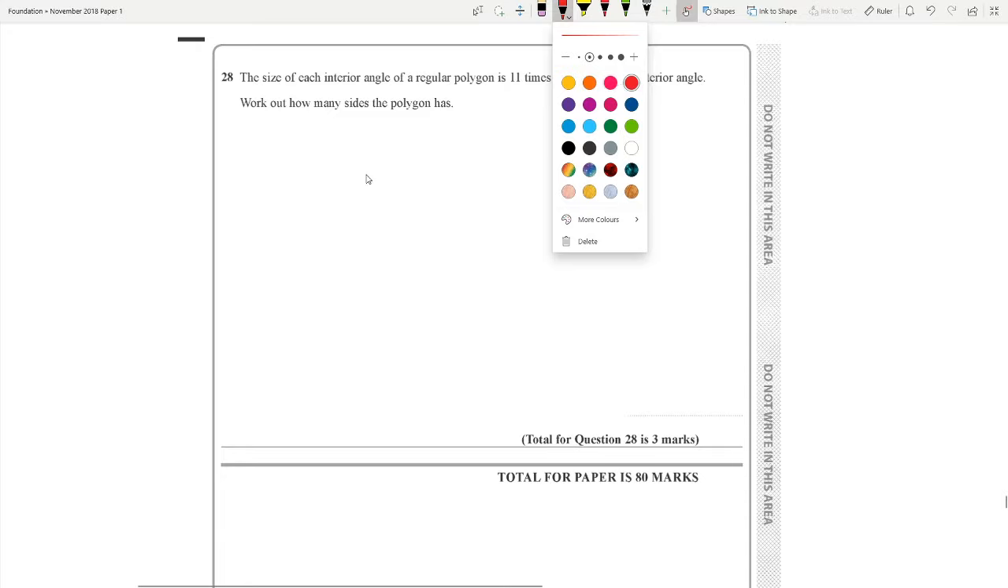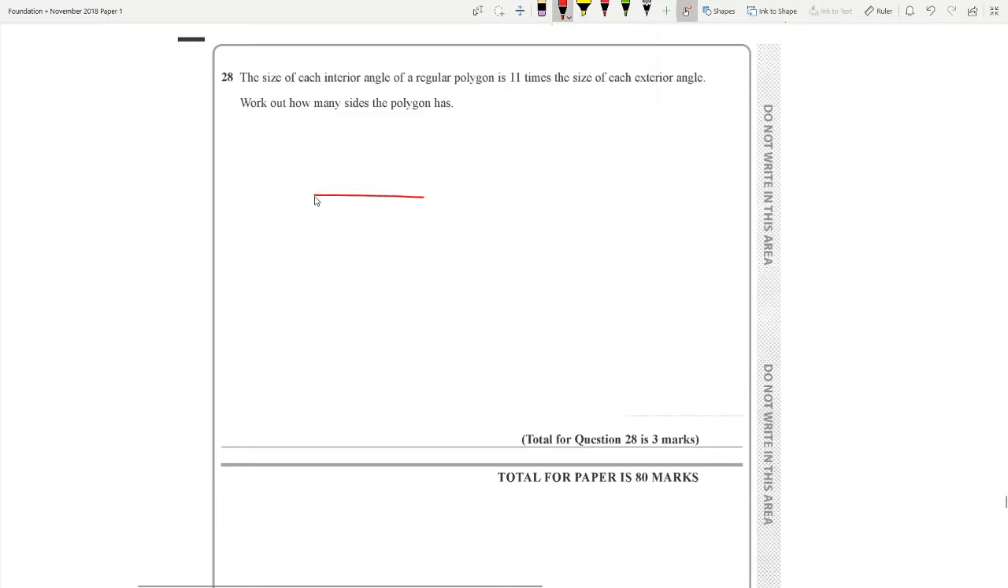Alright, now if we demonstrate here, imagine this is one of the sides of the polygon. We don't know how many sides it has. This is the interior angle, and that's the exterior angle. It says that the size of each interior angle of a regular polygon is 11 times the size of each exterior angle. So if I call the exterior angle x, the interior angle is going to be 11 times that, which is 11x. Now we need to remember again, as we mentioned earlier, that angles on a straight line have to add up to 180.